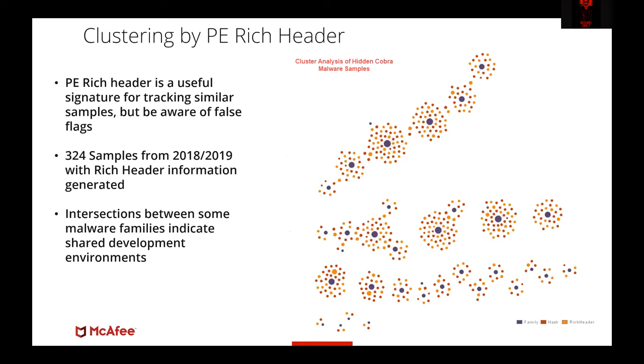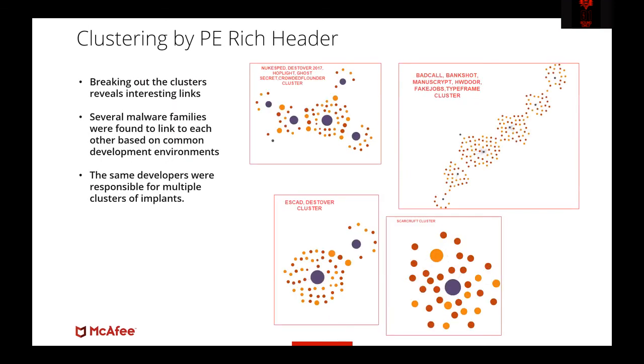As we can see here, the purple dots are the family, the dark orange dots are the hash, and the yellow or orangish dot is the rich header. So there are actually several different clusters that intersect with each other. And when we start breaking out the clusters, we reveal interesting links.